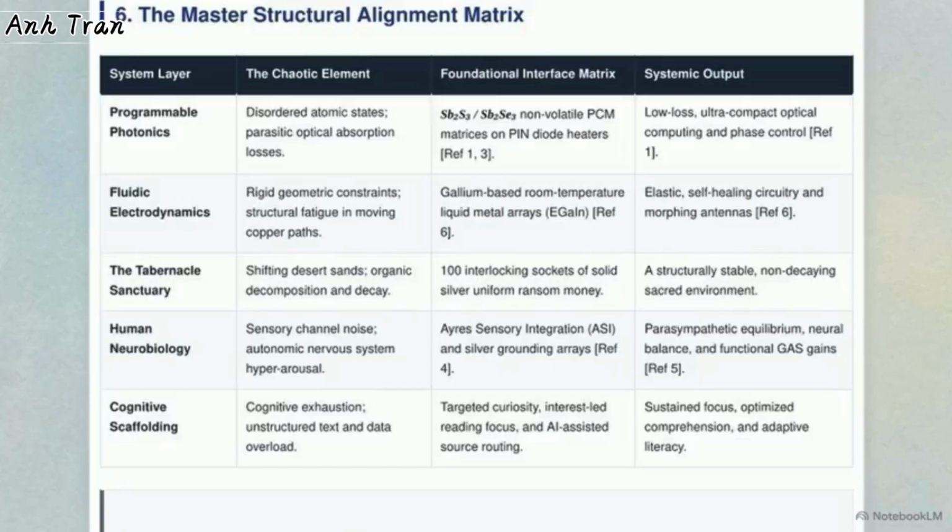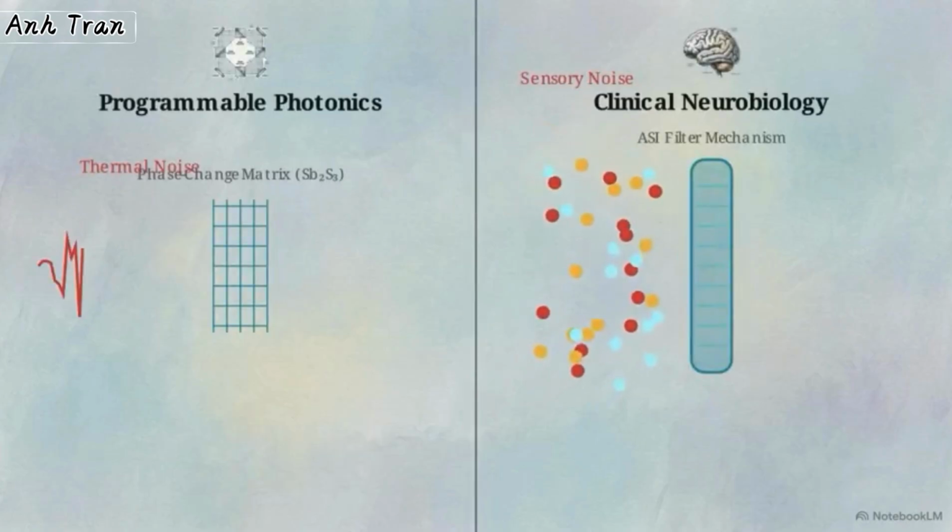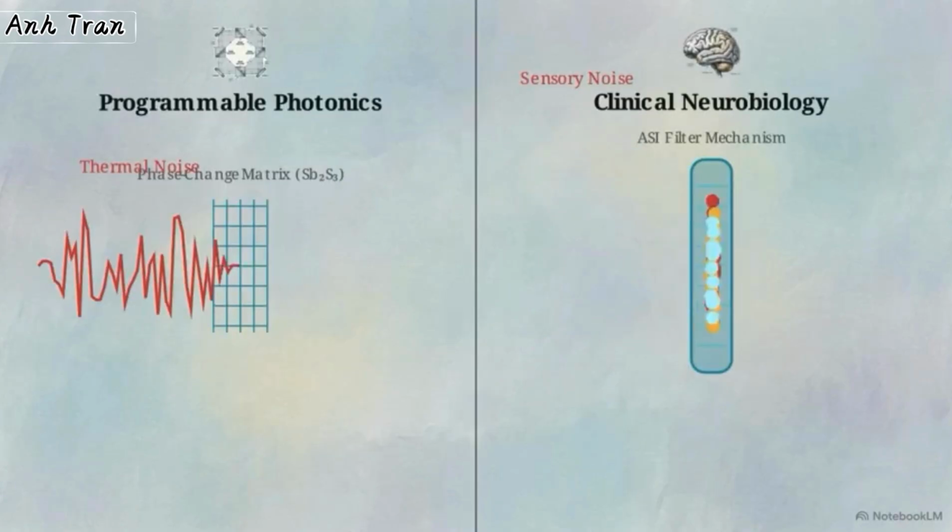When the complete structural alignment matrix is brought together, the correlations across each layer become visible. Following the systemic output column shows a consistent result: low-loss optical control, self-healing circuitry, non-decaying environments, and neural equilibrium. Whether managing thermal pulses or vestibular inputs, the underlying mechanism of order remains exactly the same.